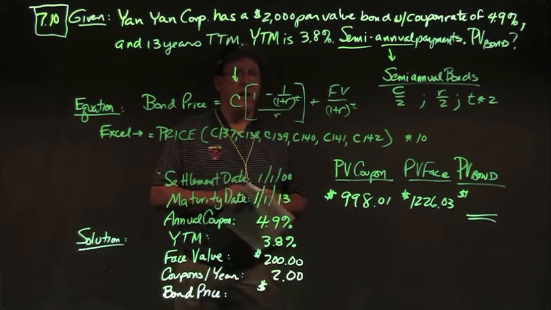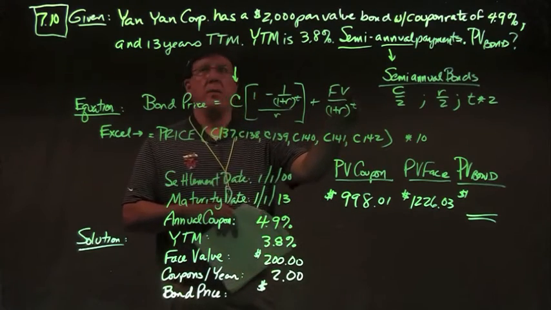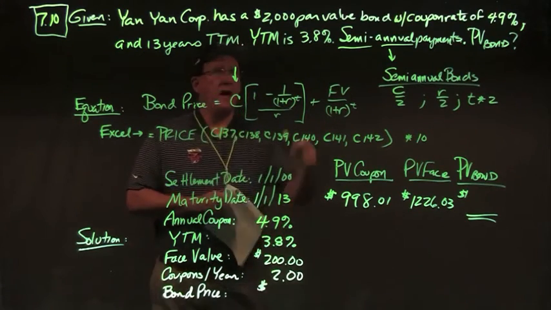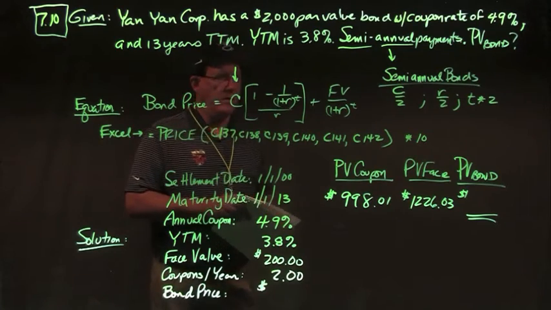We have to be careful there. It's always 1,000 on corporate bonds unless otherwise told. In this case, we're otherwise told, so we're going to plug in 2,000.